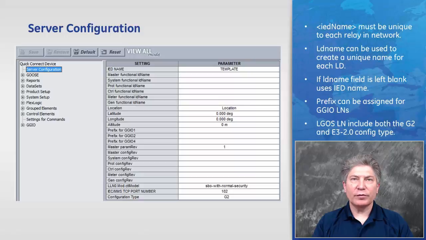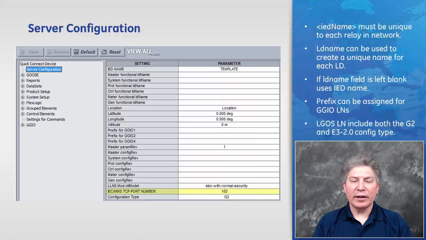The next group of fields is for revision control. Any changes made to that specific logical device will automatically advance the revision. The next field is the LLN0.Mod.ctlModel, which specifies the control service the clients must use to control the test mode function of the UR relay.